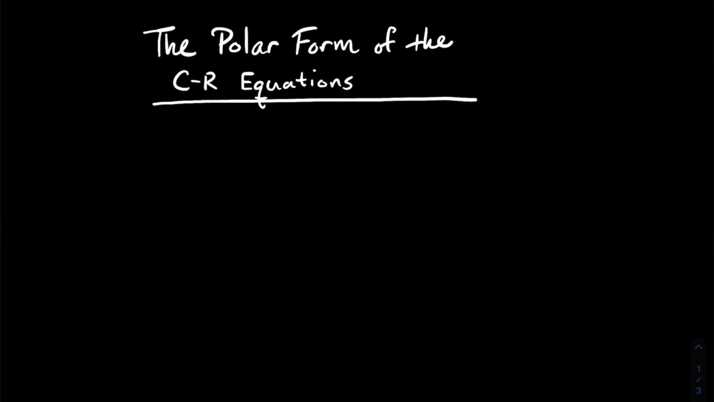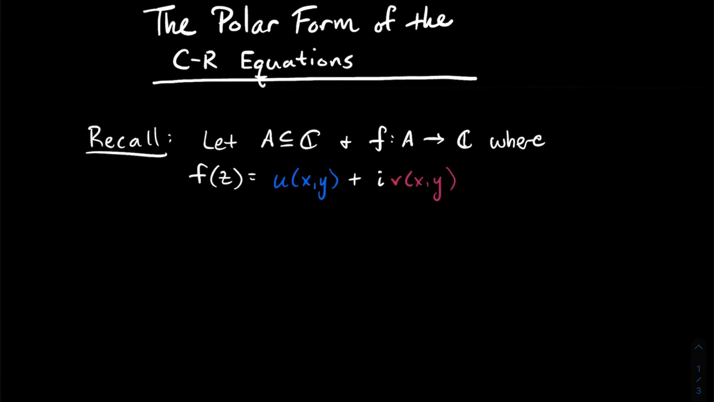In this video, we're going to derive the polar form of the Cauchy-Riemann equations. So recall a few things first. Let's let A be some subset of the complex plane, and let's let f be a function whose domain is A, where f of z has real part u of x, y and imaginary part v of x, y.